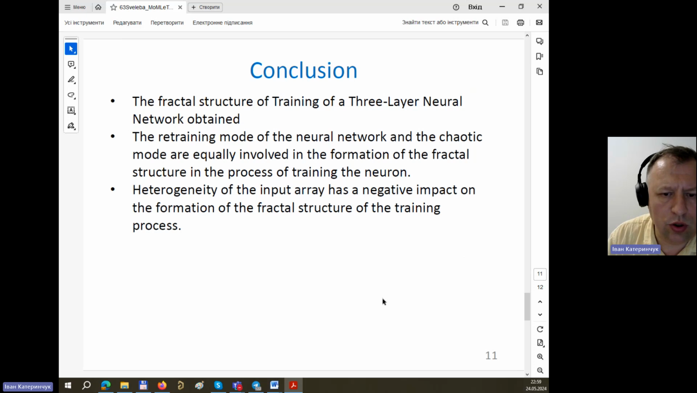So the fractal structure of training of a 3-layer neural network was obtained. The training mode of the neural network and the chaotic mode are equally involved in the formation of the fractal structure in the process of training of the neural network. Heterogeneity of the input array has a negative impact on the formation of the fractal structure of the training process.